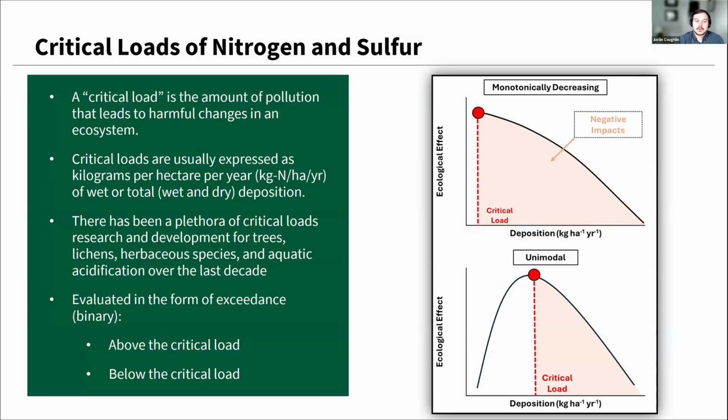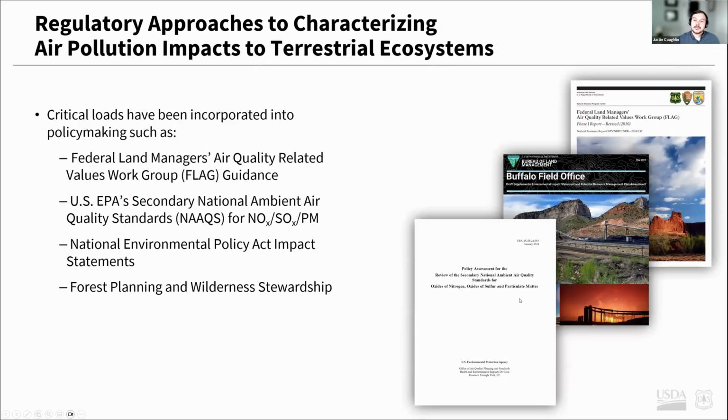And over the last decade, there's been a plethora of critical loads research and development work going on for different ecosystem components, such as trees, lichens, herbs, and aquatic acidification. Historically, critical loads are evaluated in the form of an exceedance. It's binary. You're either above the critical load or you're below the critical load. And critical loads have been incorporated into a whole slew of policymaking efforts, such as FLAG guidance for federal land managers, US EPA's secondary national ambient air quality standards for NOx, SOx, PM, NEPA impact statements, as well as forest planning and wilderness stewardship efforts.